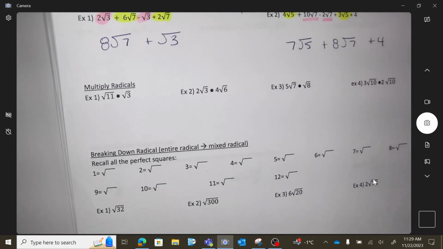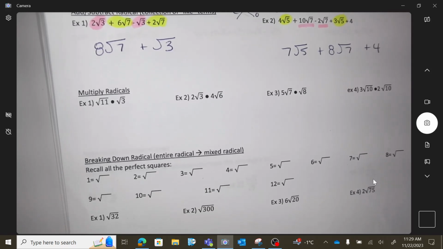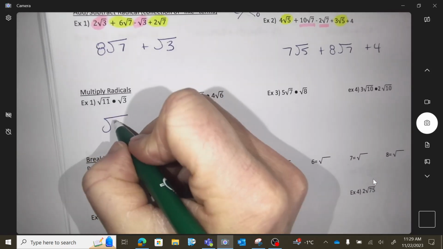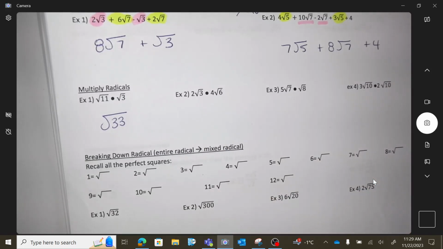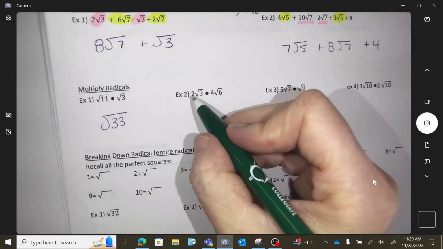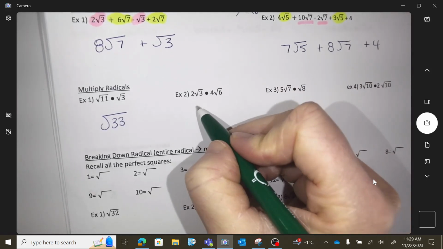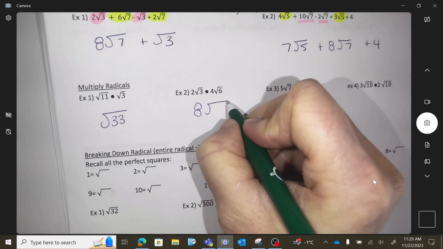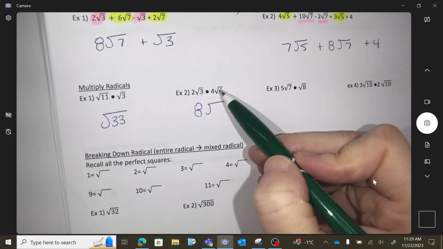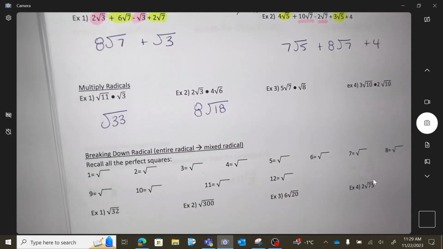Okay, we have multiplying radicals. So root 11 times root 3 makes root 33. Now, in this example, I have coefficient stuff and I have radical stuff. Keep them separated. So what is the coefficient? There's a 2 times a 4. So the coefficient is 8. Root, and then the root times the root is root 18.